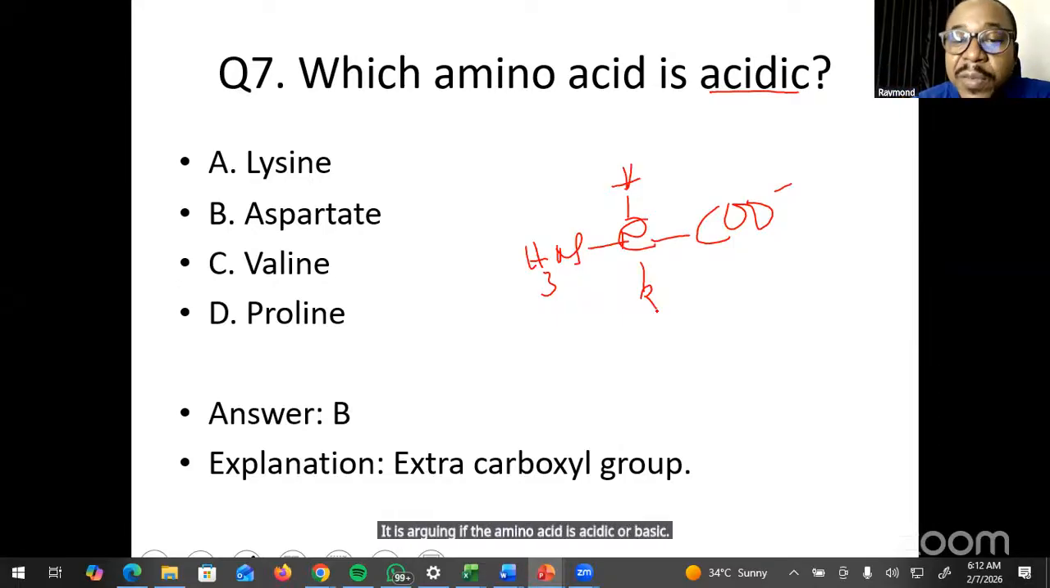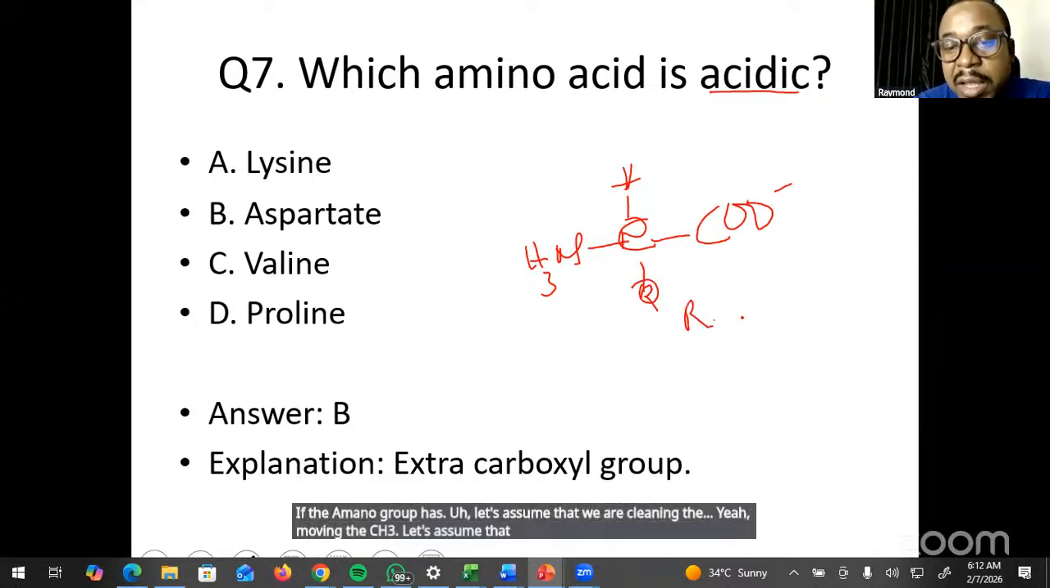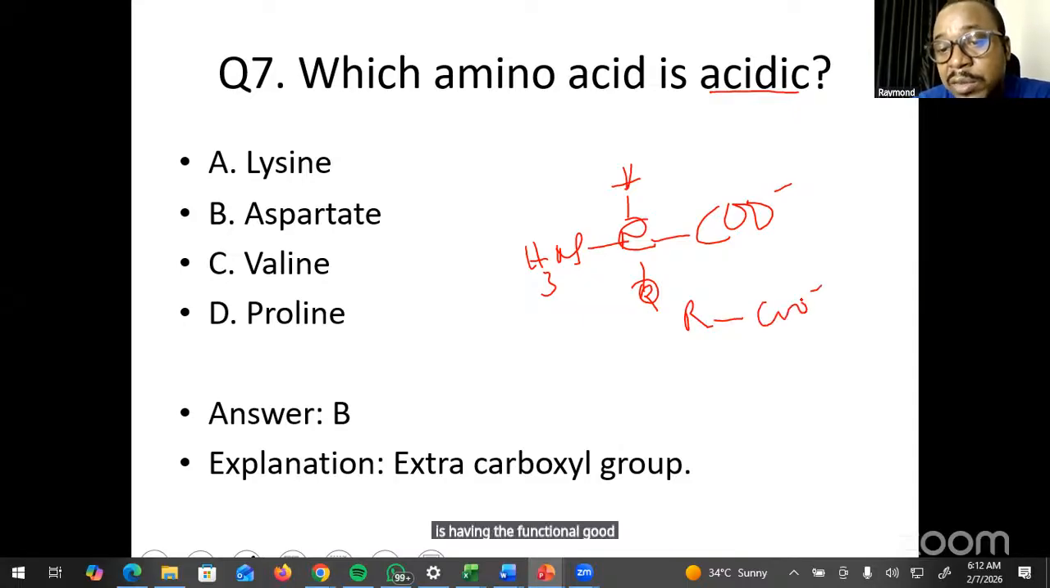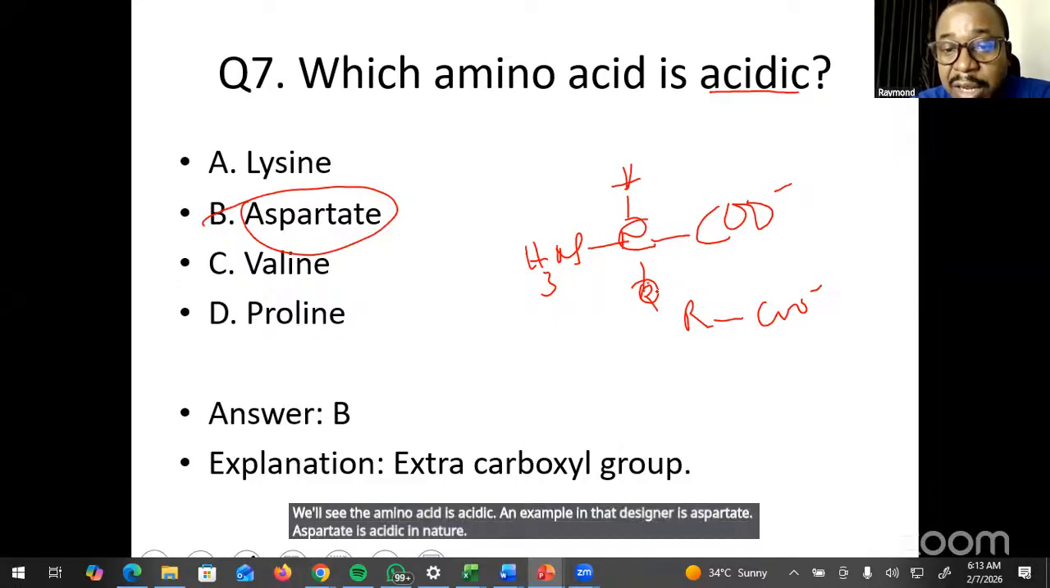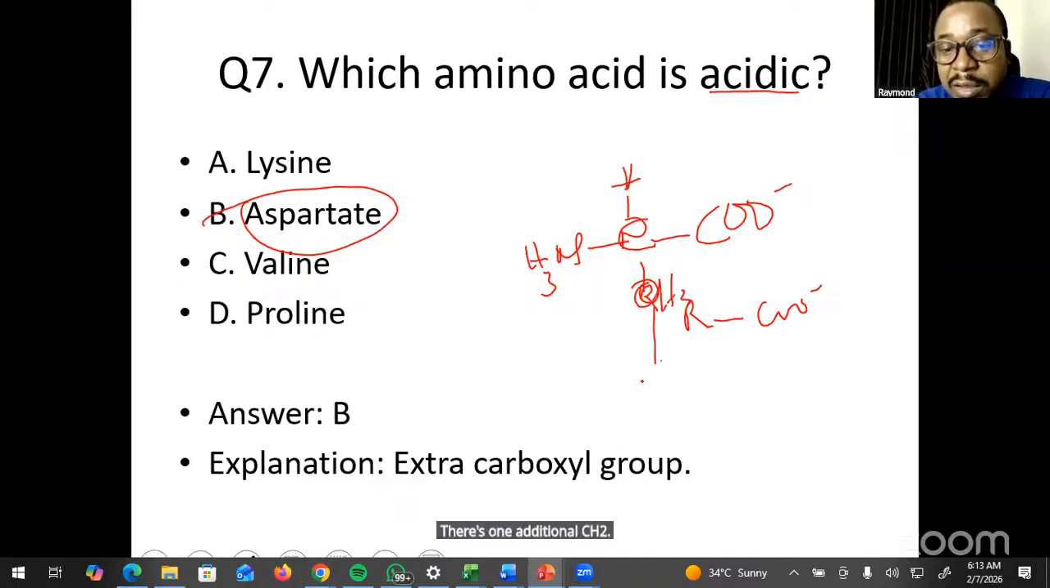If, let's assume that we are removing the CH3. Let's assume that the R here has a functional group that has a COO minus. We'll say the amino acid is acidic. An example in that scenario is what? Aspartate. Aspartate is acidic in nature. It has one additional CH2 and COO minus. So aspartate is acidic in nature.